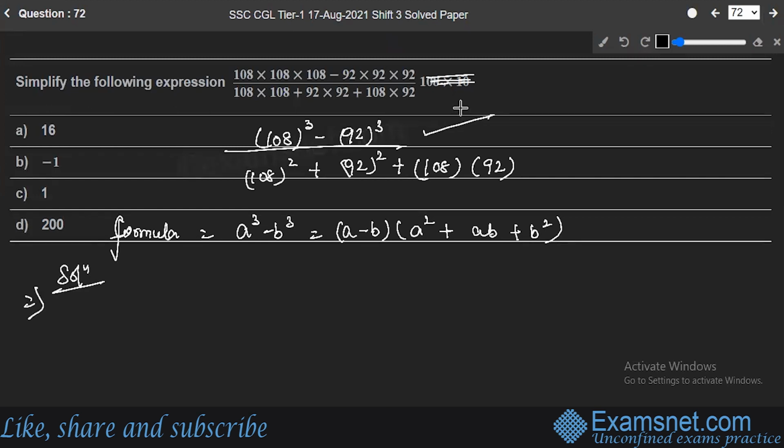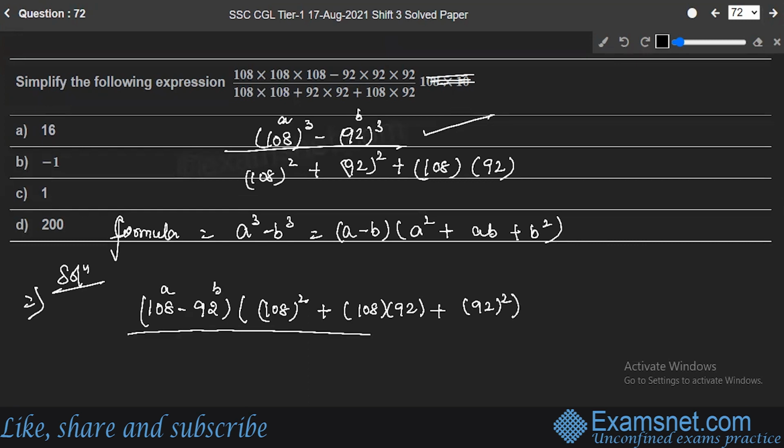Let's move. So you have this is A and this is B. This will be equal to (108 minus 92) into (A square plus A into B plus B square), whole divided by A square plus A into B plus B square.